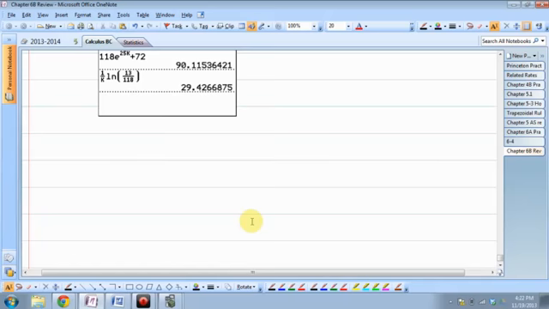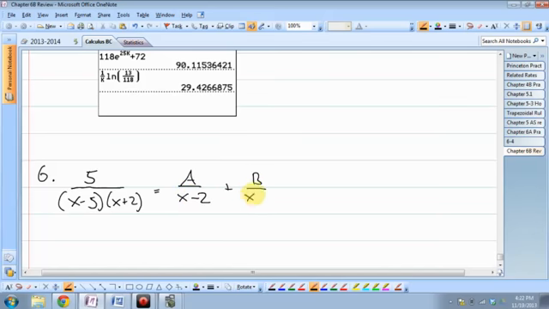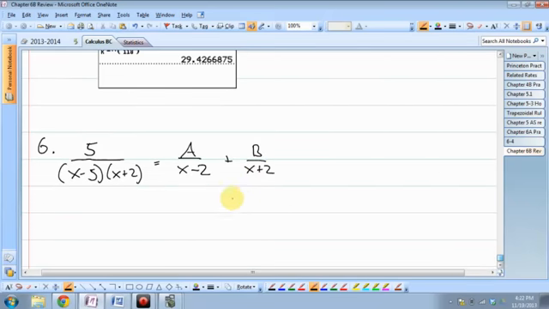Okay, where are we? Number 6A. We need to do a partial fraction decomposition, which I love saying. 5 over, can we factor that? x minus 5, x plus 2, is equal to A over x minus 5 plus B over x plus 2, which is equal to A times x plus 2 plus B times x minus 5.